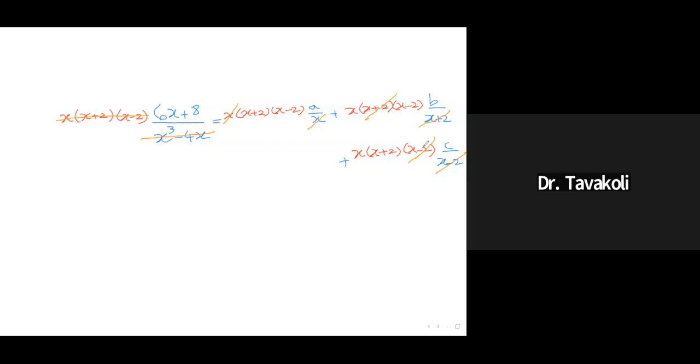So let's see what we have so far. From the left side, we have 6x plus 8. On the right side, the first term is x plus 2 times x minus 2 times a. The second term is x times x minus 2 times b. And the third term is x times x plus 2 times c.